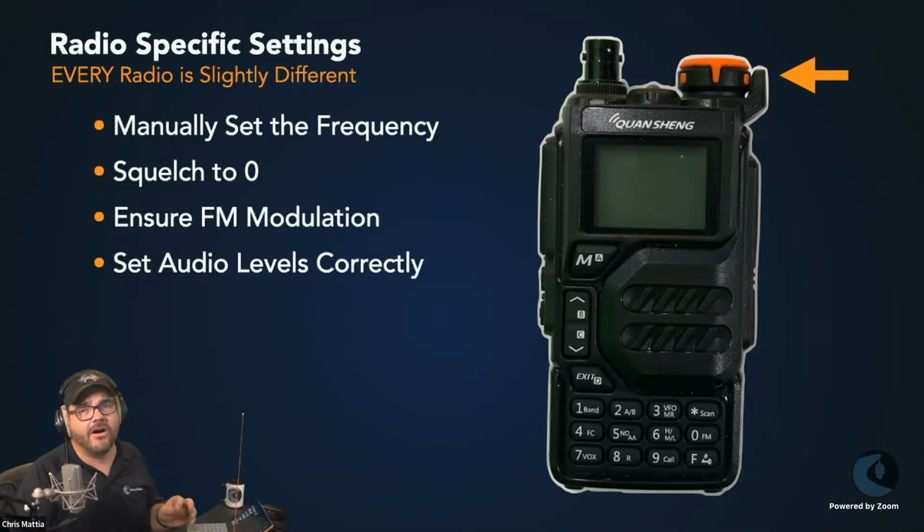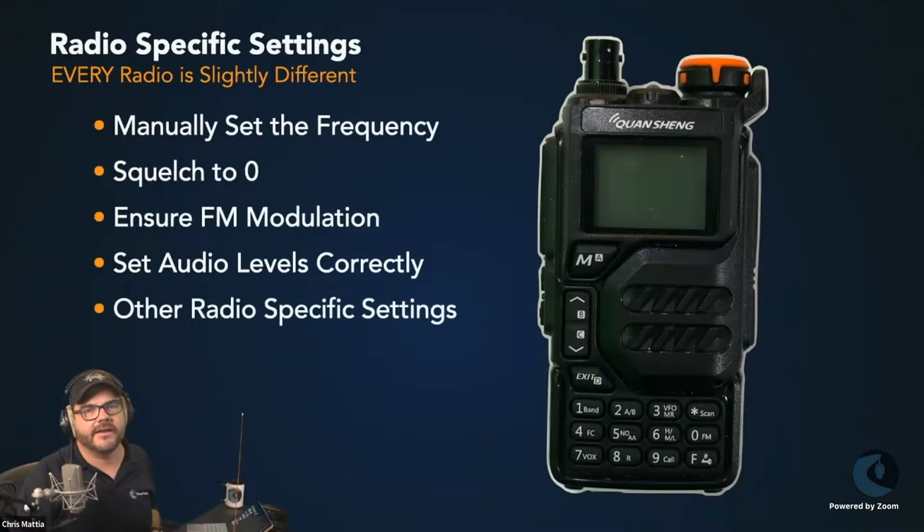Next is setting the audio levels correctly, and I'll show you how this works when I go in to do the demo. But basically what you're going to do is use the volume up and down knob on the top, and you'll be watching for the settings inside of Vara using the meters there. We'll walk through that here in a second together. And of course, there may be some other radio-specific settings for your particular radio that might be different from these, but those are the general ones that you're going to be looking for.